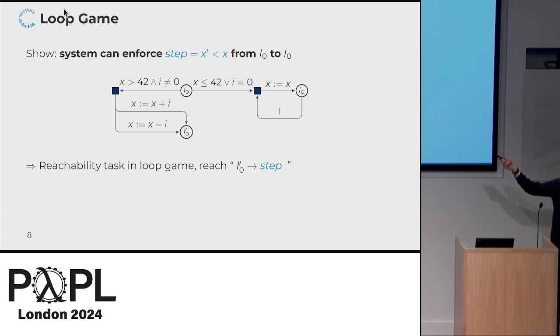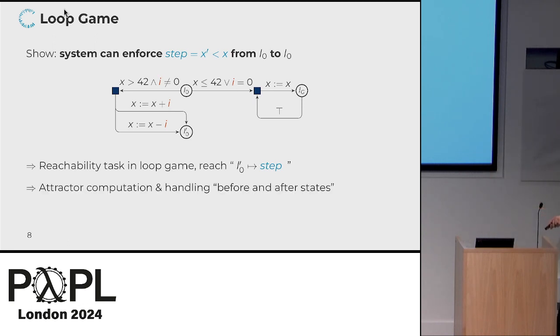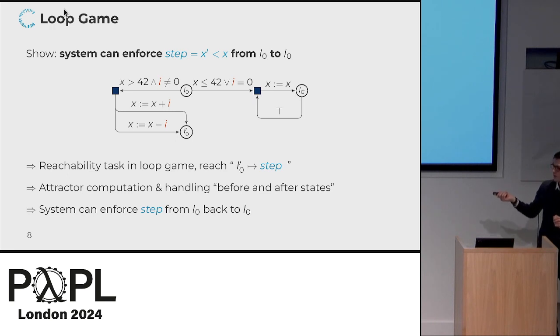And now we ask, from L0, can we enforce to reach the step relation in L0 prime, right? So can we actually do a step from there to there? Some kind of loop. That's why it's called a loop game. And we can check that again using our attractor computation. There is some handling of the fact that this x prime and this x have to be a bit different, because there's no x prime there. And so we know that the system can actually enforce the step relation from L0 back to L0, so we can apply our lemma. That's how we apply the lemma.